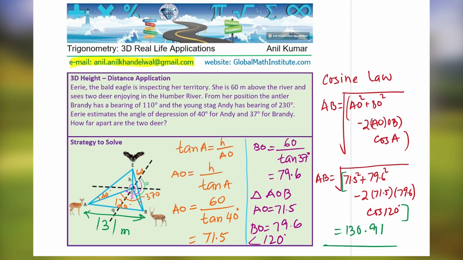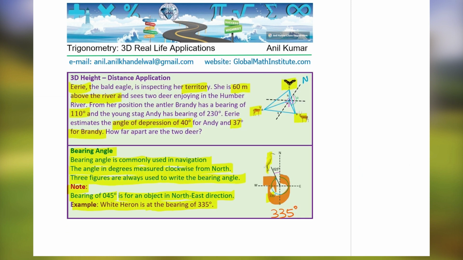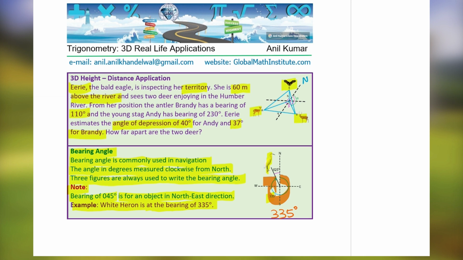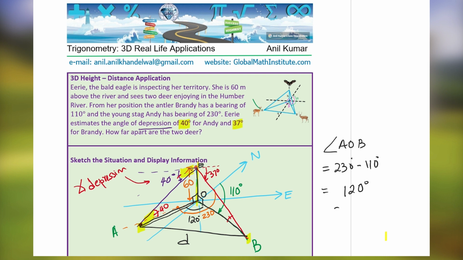We began with a scary looking question, right? Where the eagle was looking at the two deer. We are given the angle of depressions for both the deer and also the bearing angles. We actually drew a sketch, a rough sketch, to locate all the three important characters in this particular diagram. We worked out the angles and then the sides using the cosine law. I hope you have understood the strategy to solve any 3D question. And this particular diagram, which I have sketched before you, can be actually used for any similar question. I hope you understand and appreciate it.